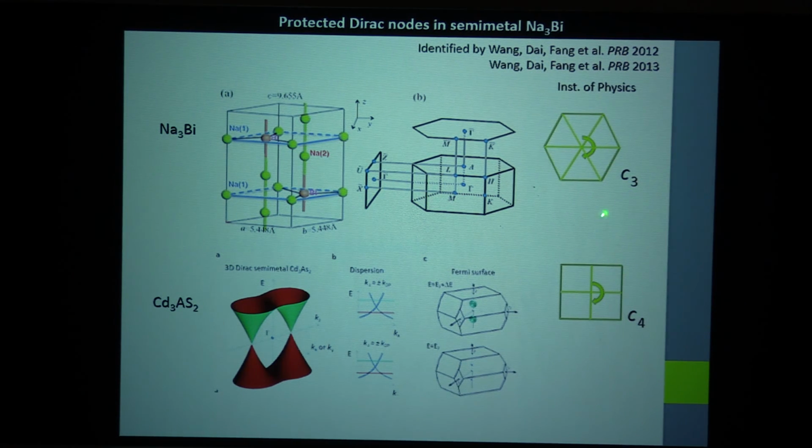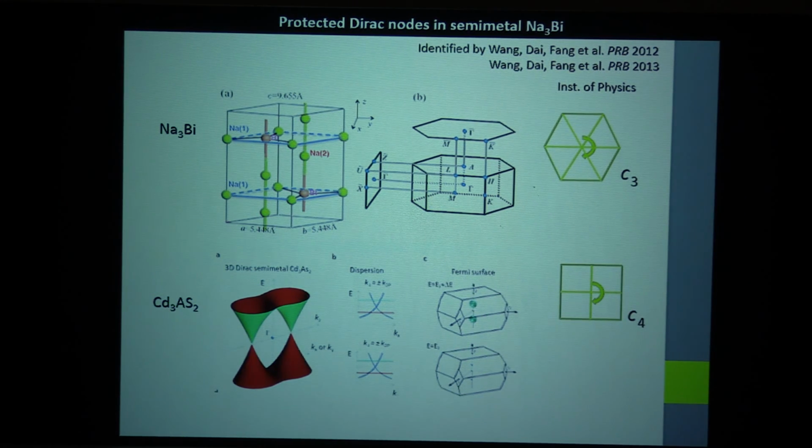So here are the two compounds, again, to repeat the point. If it's C3, it's sodium 3 bismuth. If it's C4, it's cadmium arsenide. This turned out to be a harder system to work with, even though it's stable. The reason is the bands are anisotropic for reasons that are not quite clear. So we've done a lot of transport on these as well. So these are actually harder to interpret. But nonetheless, the Dirac nodes are similar, and they give rise to two Fermi surface pockets along the z-axis.